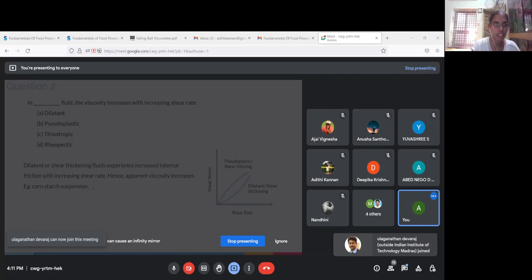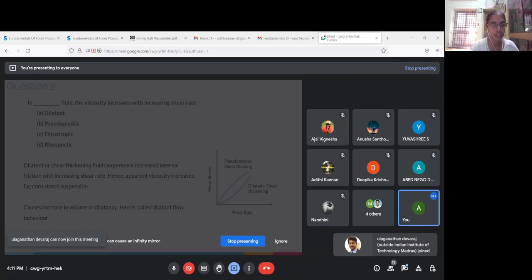And the reason why they are called dilatant fluid is because with increasing shear rate, they undergo an increase in volume. So if you take a food fluid where there are particles suspended in the liquid, when you give a certain shear stress, the liquid between those particles will squeeze and come out. So this kind of behavior results in increased friction. And since the squeezing results in liquid coming out, there is also a slight increase in volume. So this increase in volume is called dilatancy, and hence these fluids are called dilatant fluids.